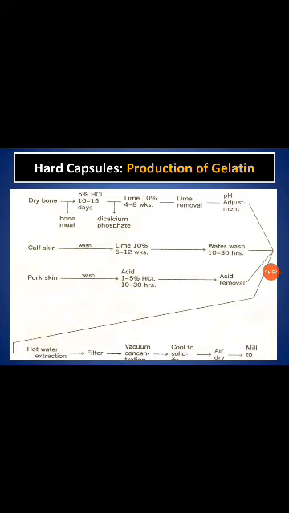Similarly, bone derived gelatin is also alkali treated. Lime is applied, 30% lime, for 6 to 12 weeks. Then it is water washed to remove the lime. Then the pH is adjusted to 4.7 to 5.4. Again it is hot extracted, filtered, cooled, air dried, and size reduced.